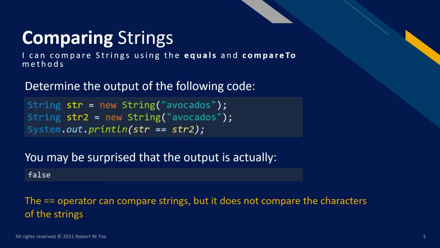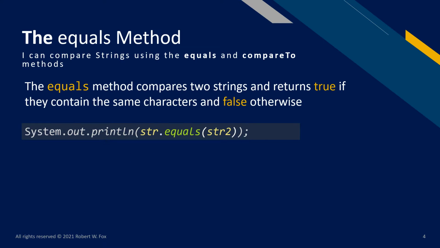Even though the two strings contain the same characters, and it is perfectly legal to use the equal operator to compare them, the equal operator does not actually compare the characters of the strings. So we need to figure out how we can correctly compare the strings, and then later on, what's actually going on here. The equals method is one of two methods we can use to compare strings, and its job is simply to determine if two strings contain the exact same characters. If they do, it returns true, otherwise it returns false.